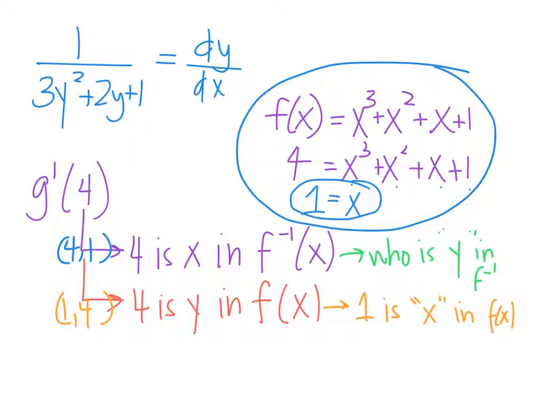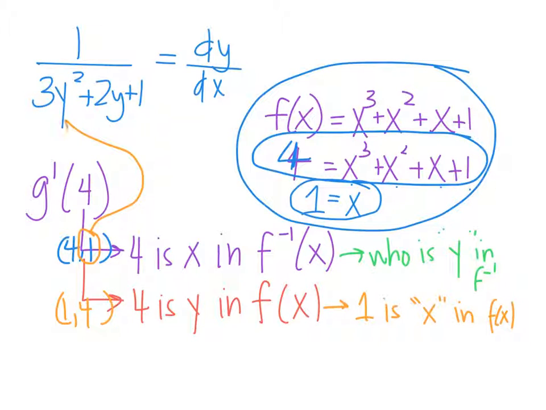How did I do that? I solved this equation right here: 4 equals x to the third plus x squared plus x plus 1. I solved that and found that the only way that could make 4 is if x was 1. That means in function world, the ordered pair is (1, 4). So in inverse world, when x is 4, y is 1, that gives me a number to put right there, which is why the answer is 1/6.